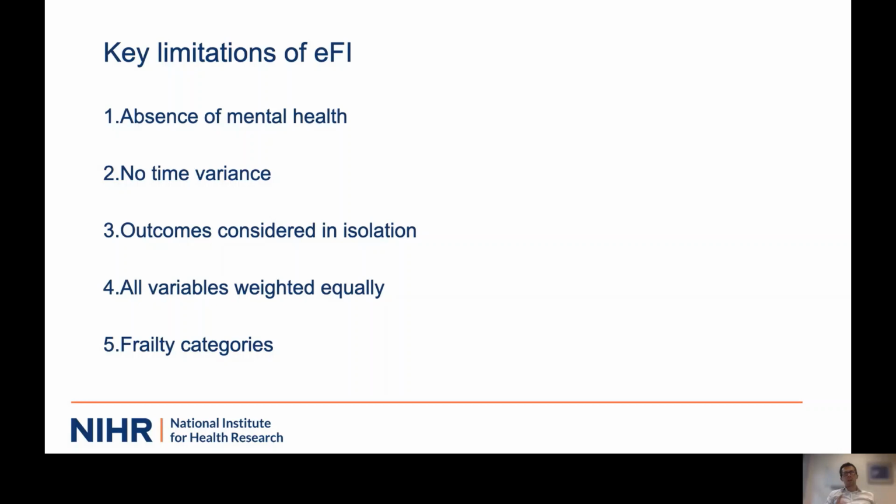And also we specified individual outcomes for the original validation, care home admission, hospital admission and mortality, but considered these in isolation. Alongside that, I've mentioned that all the variables are weighted equally. We don't weight the variables depending on how important they are in the overall measure of frailty. So for example, if somebody's got an advanced dementia, that probably carries more weight than if somebody has a historical anemia. And then there are some challenges around the frailty categories. We define the categories statistically, fit, mild, moderate, severe frailty, but there's opportunities to refine those frailty categories.